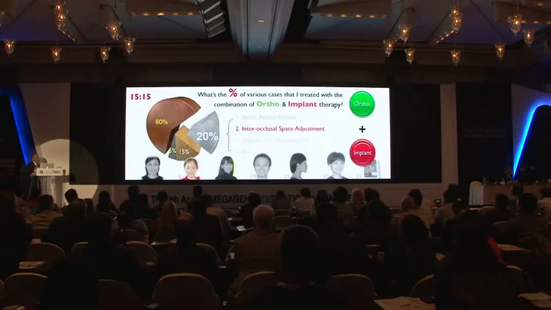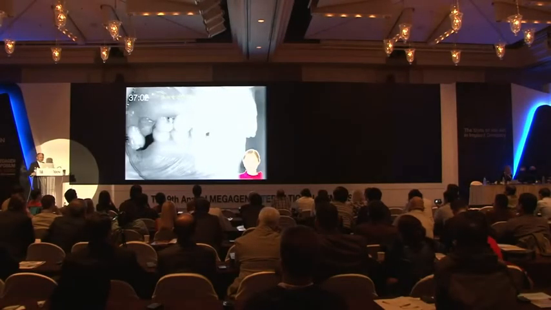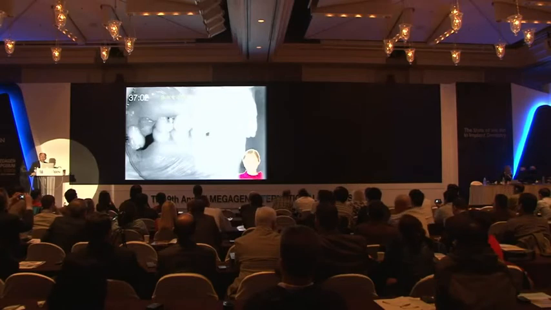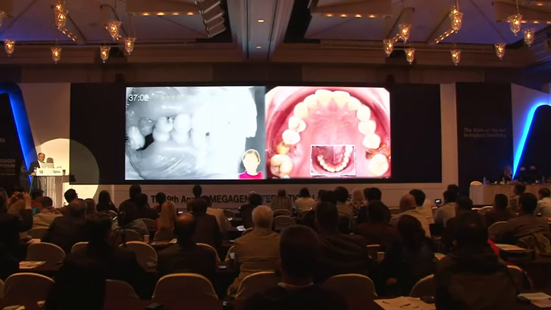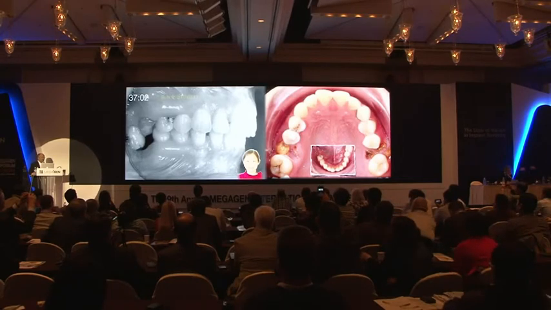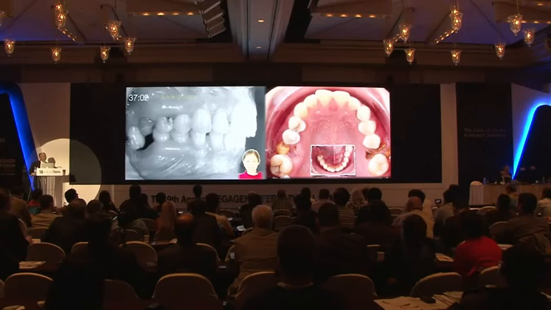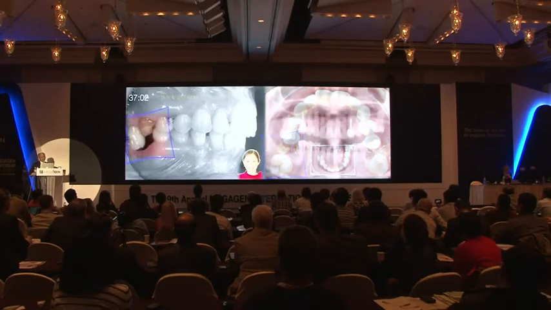Let's get to the second part, interocclusal space adjustment. So, suppose you have a case like this. Can you see the second molar? Actually, it is hanging down and touching the lower ridge. And it's quite common in my country. So how do you solve the problem?